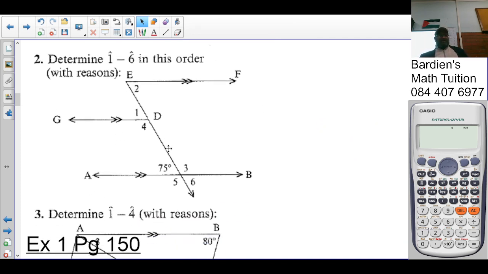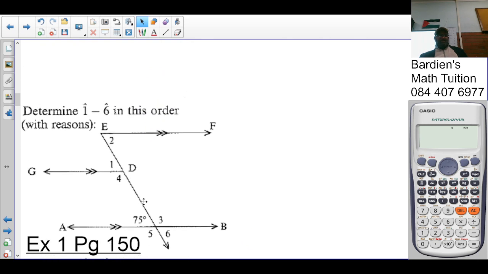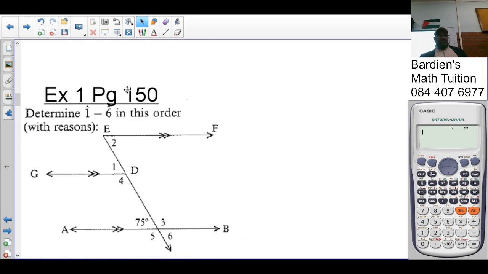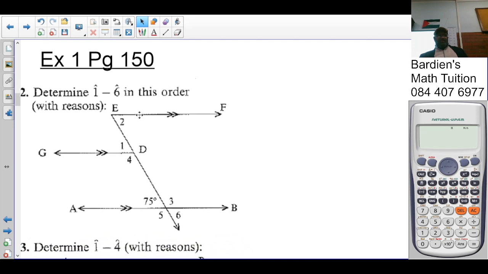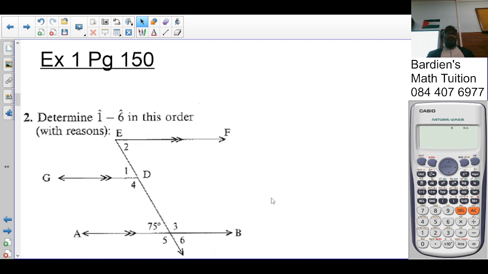So from this textbook, the Study and Master, this is not an example but number 2, correct? It's number 2, and this is on page 50. The question says determine angles 1 to 6 in this order with reason. So where do we start? Let's start with number 1.